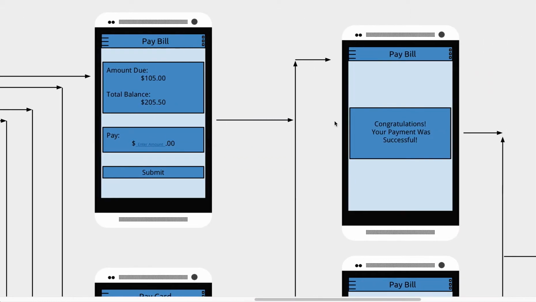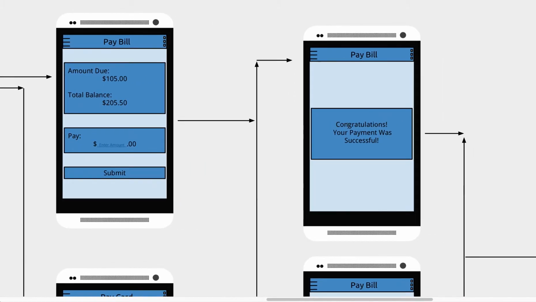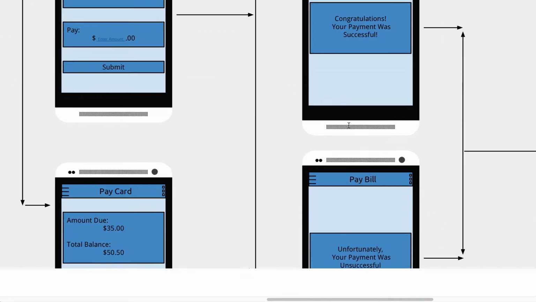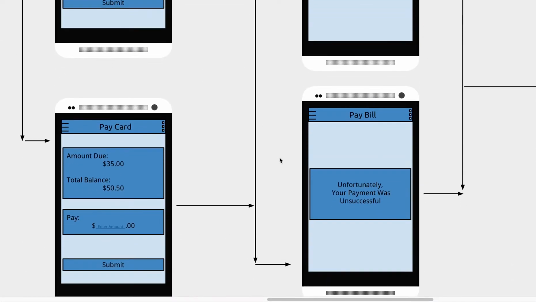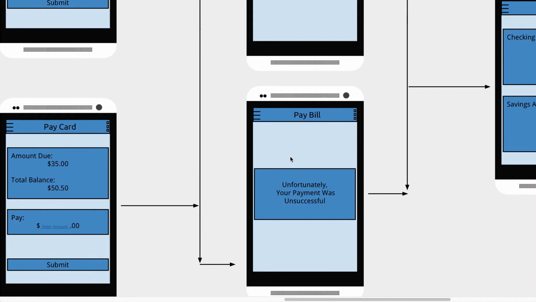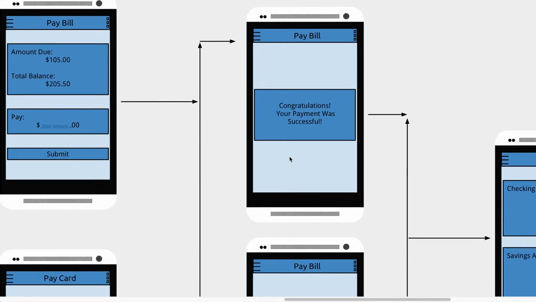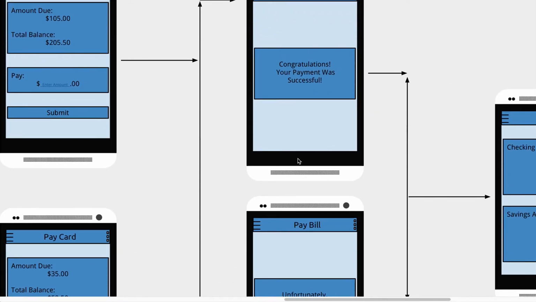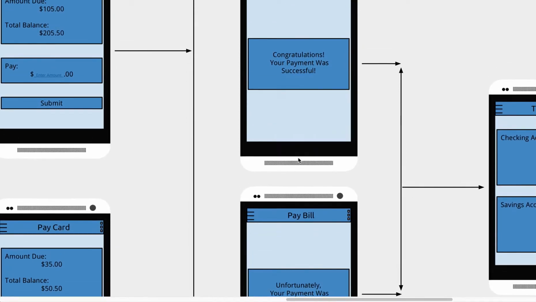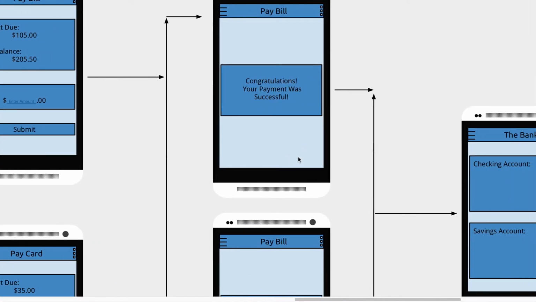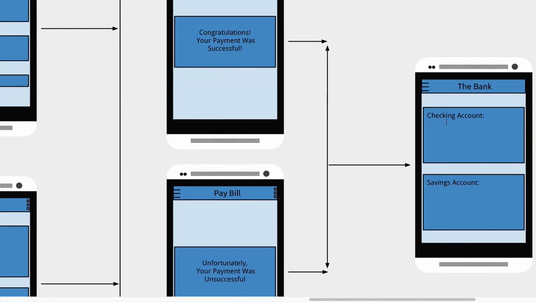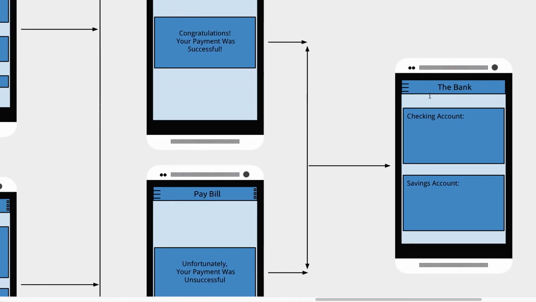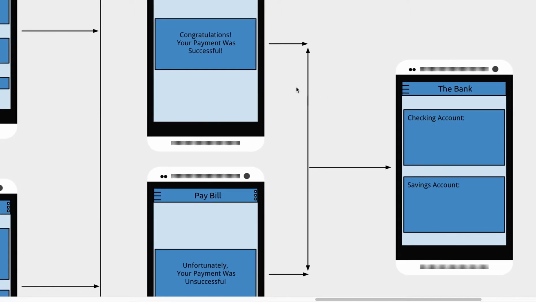Either this screen, which is congratulations, your payment was successful, or if something perhaps went wrong, we have these arrows going in both directions showing us that unfortunately your payment was unsuccessful. Either of the two options could potentially happen, in which case after these alert screens are displayed, you'd be transferred back to the bank section screen. So this is just back where we can see an overview of our accounts.